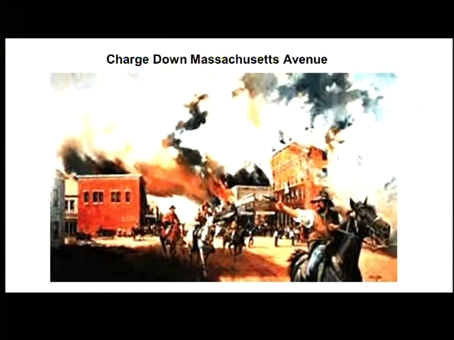Quantrell is said to have had 4 six-guns in his belt, so he didn't have to reload. They just came pouring down the street, and they shot and killed anybody who was in the street, and they shot up any window they could. And they started going from house to house, torching all the buildings. And we'll go to the next slide.